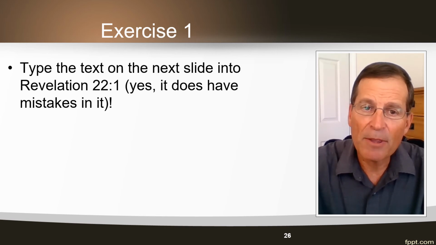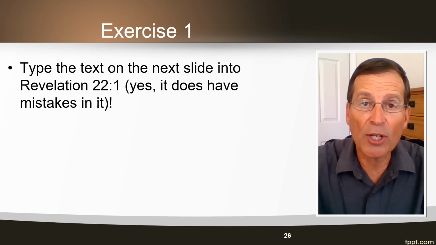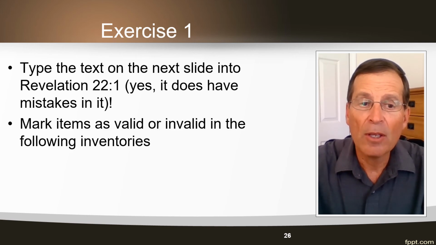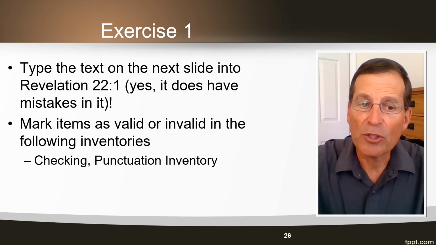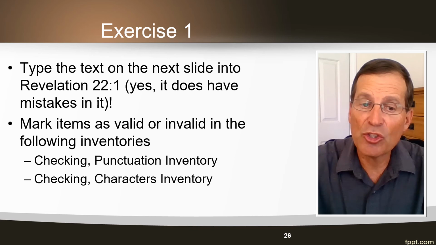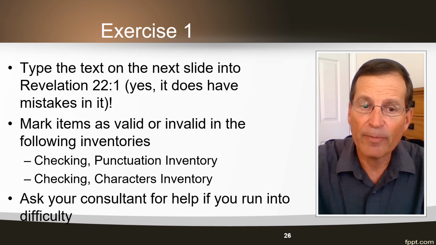So I'd like you to type the text on the next slide into Revelation 22 verse 1. And yes, we have introduced some mistakes into this text so that when you run basic scripture checks, it will find them. Then you should mark items as valid or invalid in the following inventories: the checking punctuation inventory, and then checking characters inventory. Ask your consultant for help if you run into difficulty doing this.